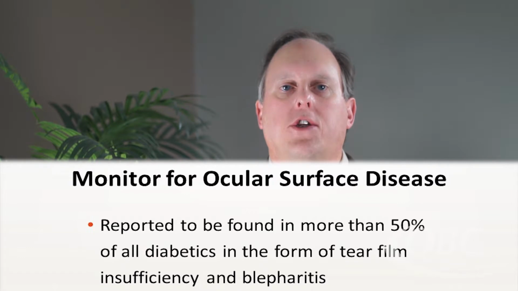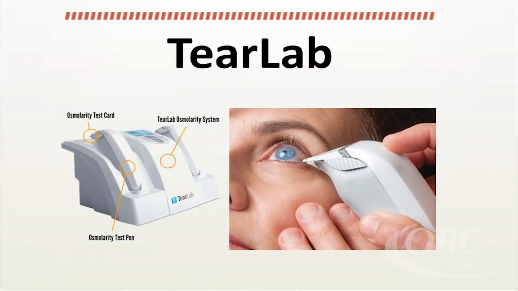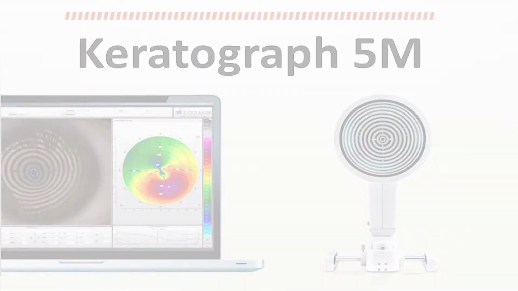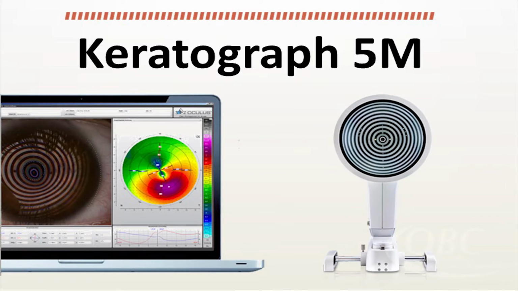Be sure to monitor diabetic patients for ocular surface disease because it is reported to be found in more than 50% of all diabetics in the form of tear film insufficiency and blepharitis. TearLab, InflammaDry, and the Keratograph 5M are useful tests performed to diagnose and monitor ocular surface disease associated with diabetes. Typical care for these patients involves a combination of office visits, laboratory, and supplementary tests.